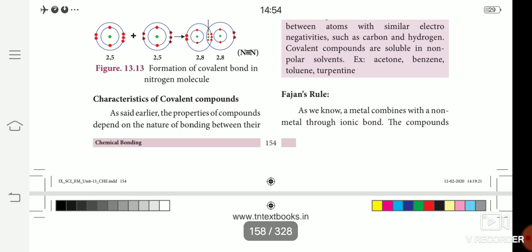Then the hardness and brittleness. Covalent compounds are neither hard nor brittle; they are soft and waxy. Then the reactions. Ionic compound reactions are instantaneous, while covalent bond reactions are slow. So these are the characteristics of covalent compounds.